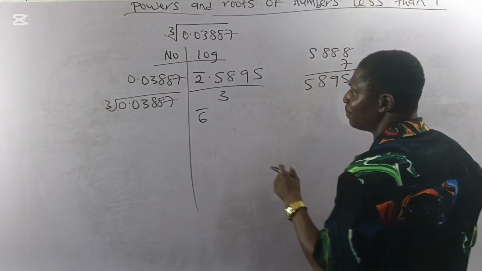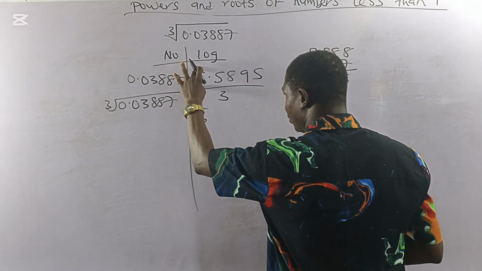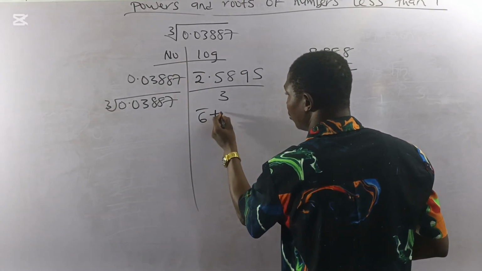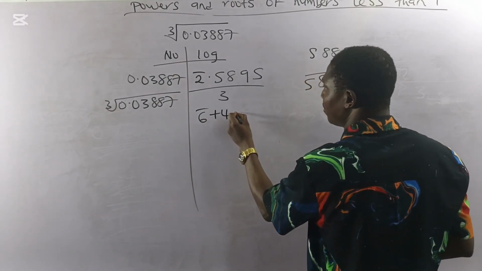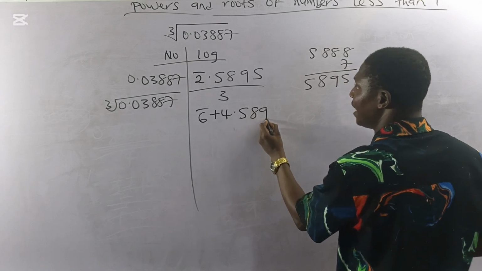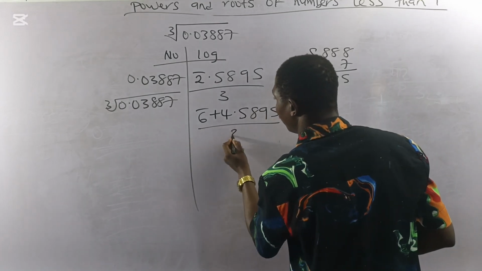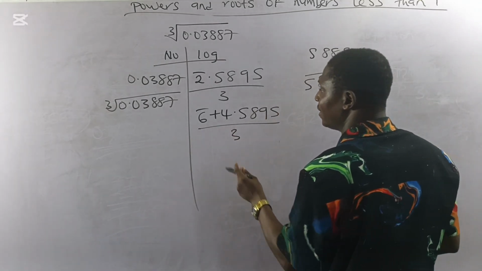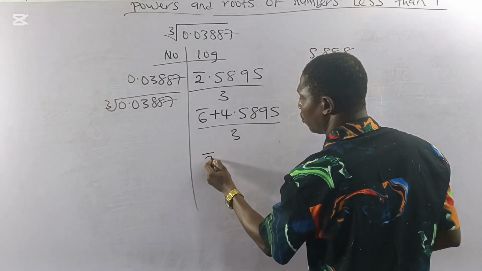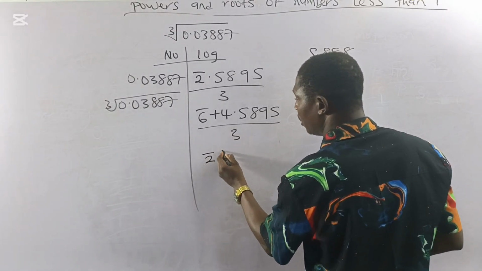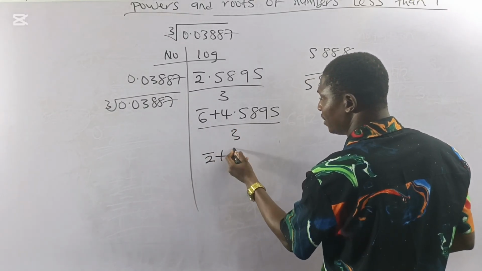So if I use bar 6 plus 4, that will give me bar 2, which is minus 2. I have bar 6 plus 4. I have my decimal point, 5895 all over 3. And bar 6 divided by 3 will give me bar 2. Plus 4 divided by 3 is 1.